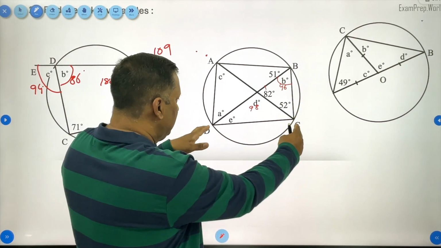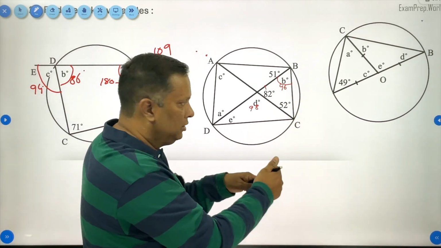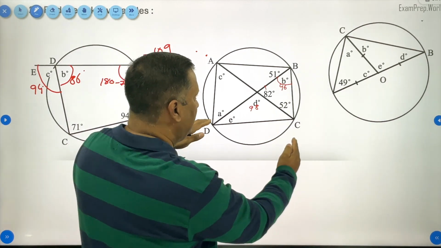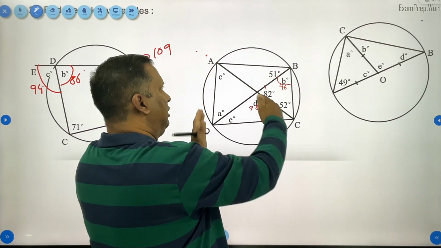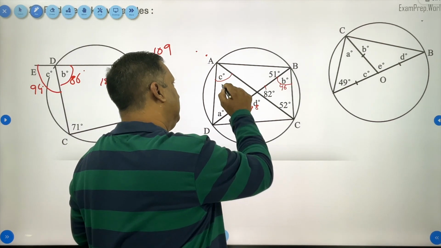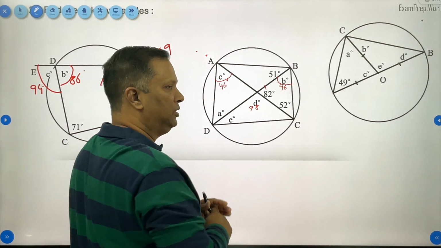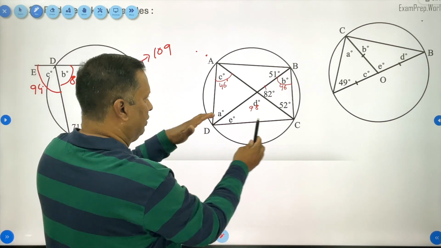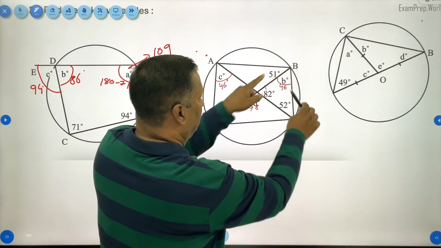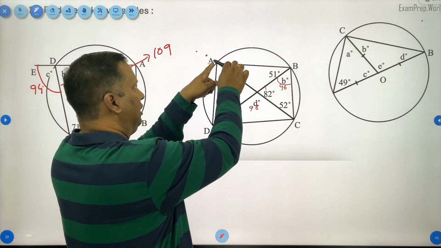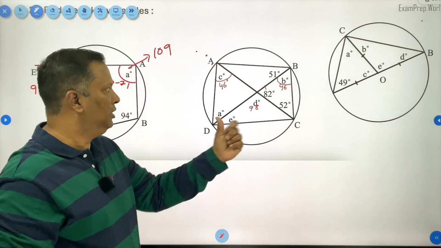Now BC, DC, look at DC. DC is creating an angle 46. DC is also creating this angle. So this angle also has to be 46 degrees. Both are created by DC. Look carefully. DC, look at my finger, is creating angle B, and DC is also creating an angle A. Both have to be equal, but it's created by the same chord.